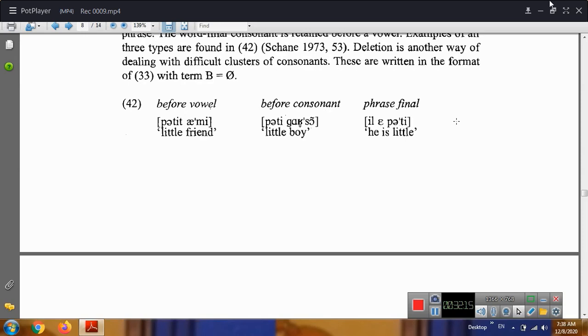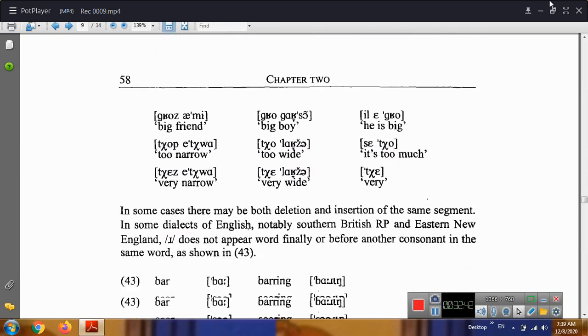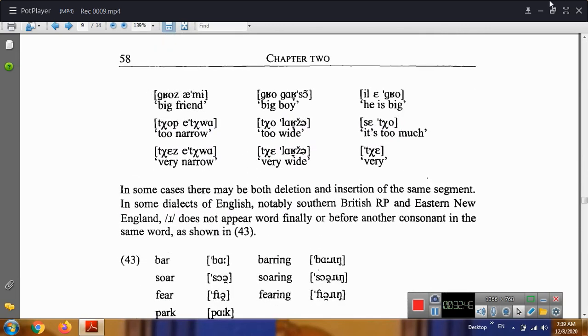Okay, here we have some examples: before vowel, before consonant, and phrase final. Here we have petit ami, where we have T at the end of the word. But before a consonant, petit garçon, we delete this final T before the word which begins with a consonant. And again at the end of the phrase, we delete it: Il est petit. And it is true about other consonants. Gros ami: here we have a vowel at the beginning of the following word, therefore we keep it.